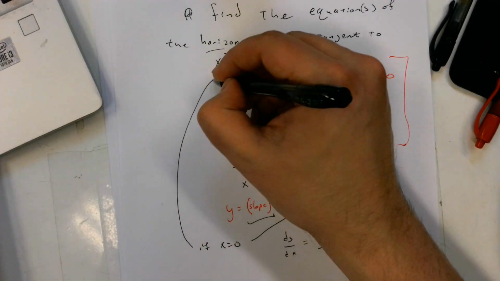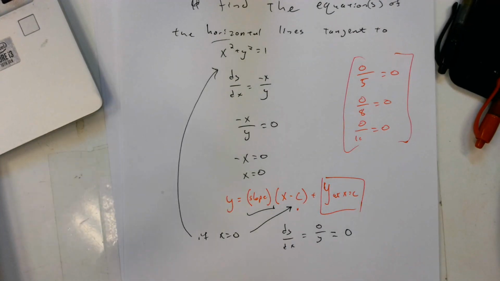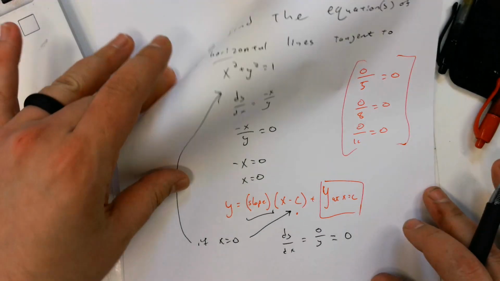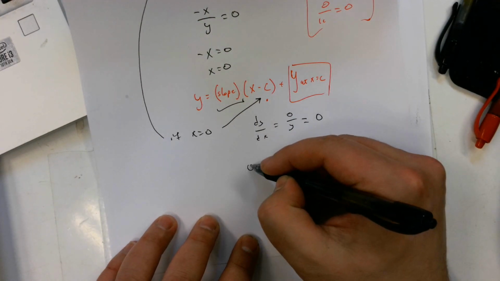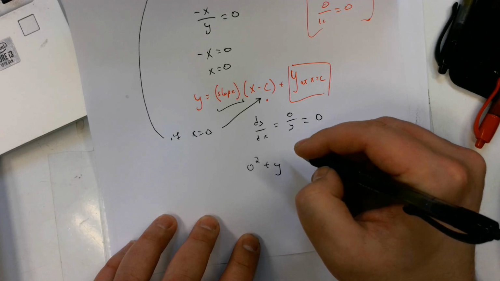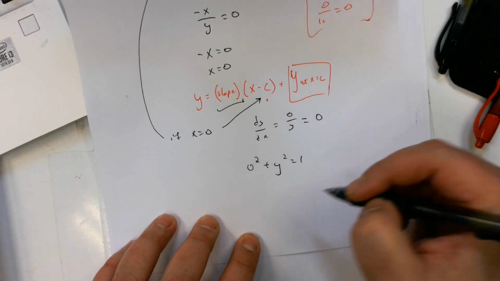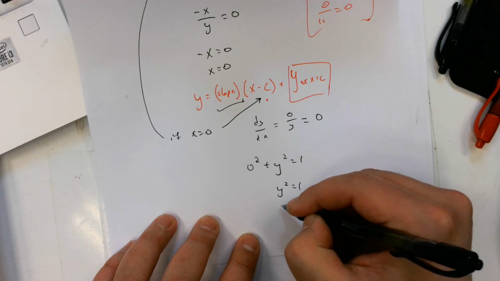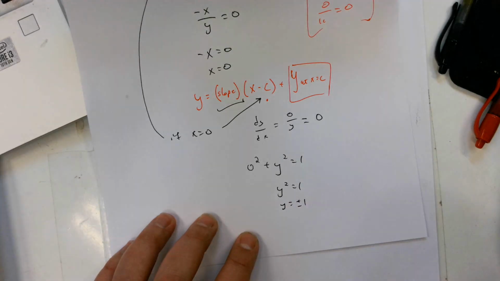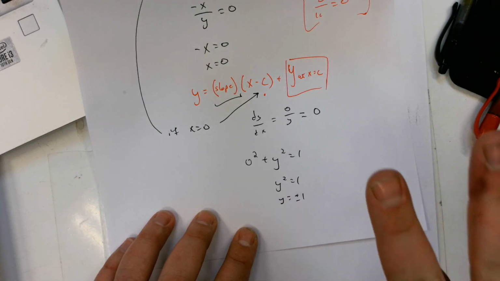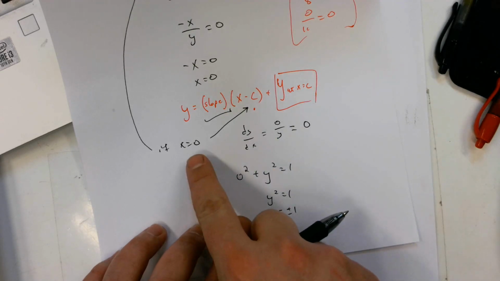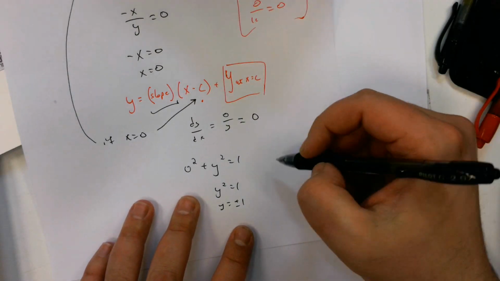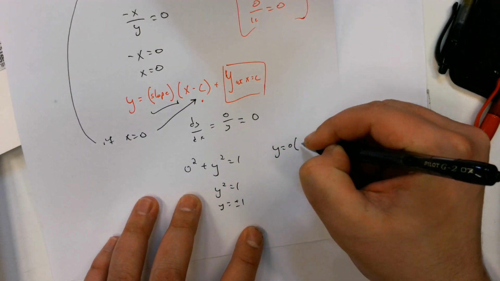Well, how do I do that? I look back here to figure out, all right, on the unit circle, if x is 0, what's y? Well, shucks. 0 squared plus y squared equals 1. y squared equals 1. y equals plus or minus 1. So I have two possible y's, which means I have two possible equations. Now, look at this, 0 and 0. Let's just write my different equations straight like this.